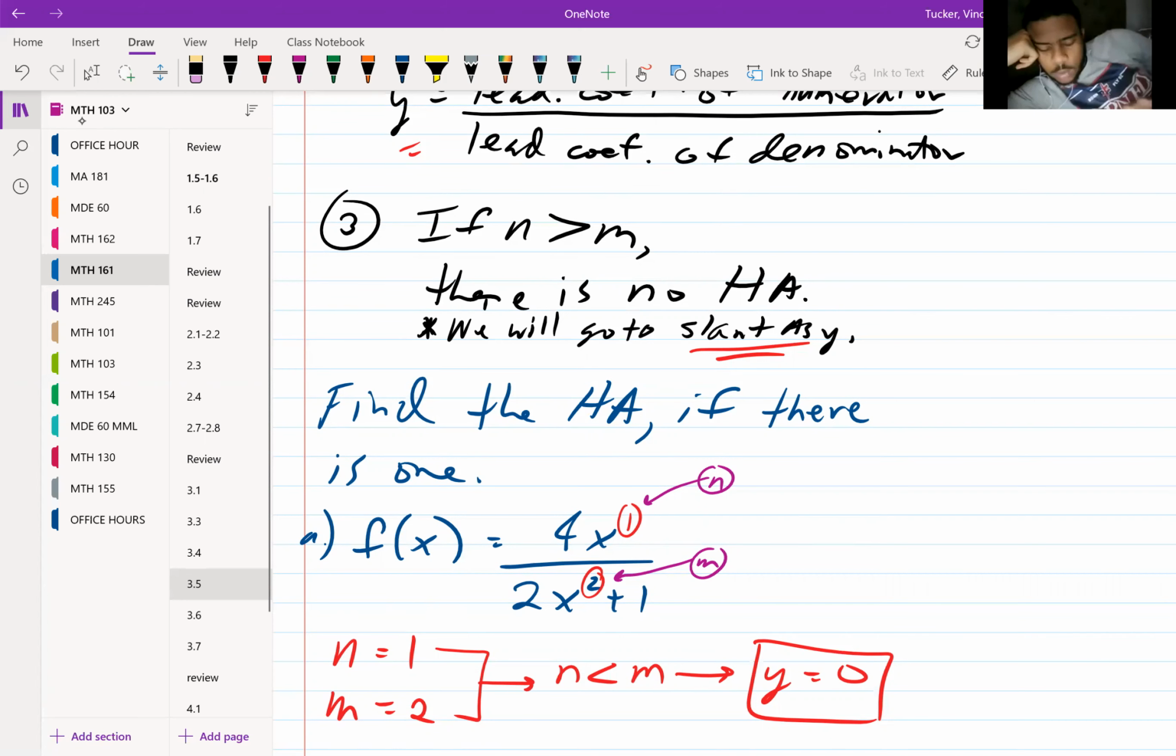Wait, can you, okay. So n is the exponent of the numerator, and m is the exponent of the denominator. All right. Anybody else before we go to B?